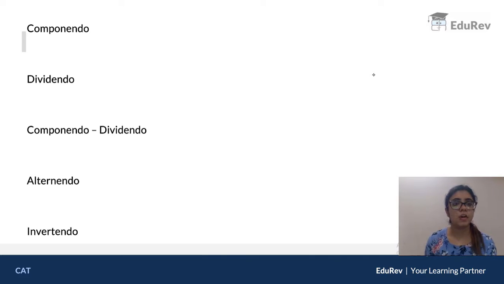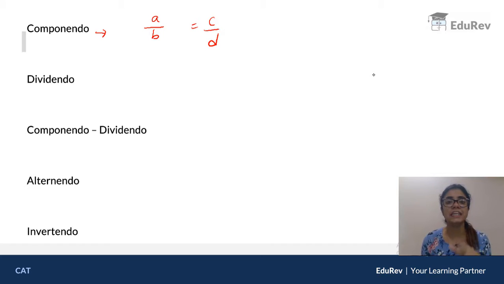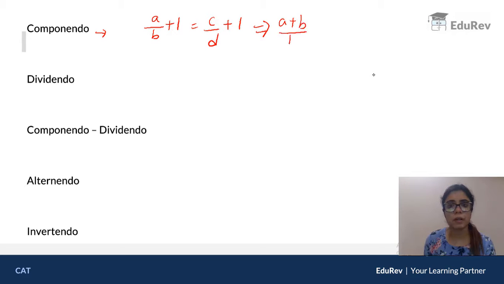Now, componendo. What is componendo? Suppose A/B is equal to C/D. Instead of adding K, let's say I add 1 to both sides. They are still equal. So if I cross multiply, this will become (A plus B)/B is equal to (C plus D)/D. Correct? So (A plus B)/B is the same as (C plus D)/D. This is nothing but componendo. This is the property which is derived from proportion.